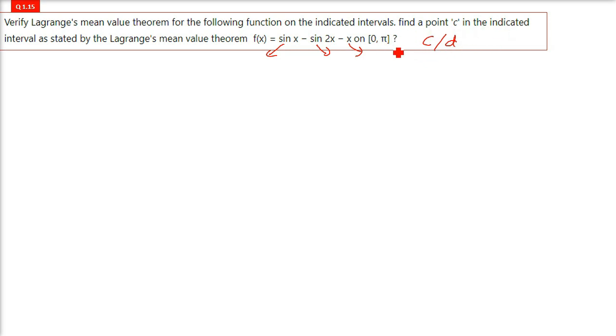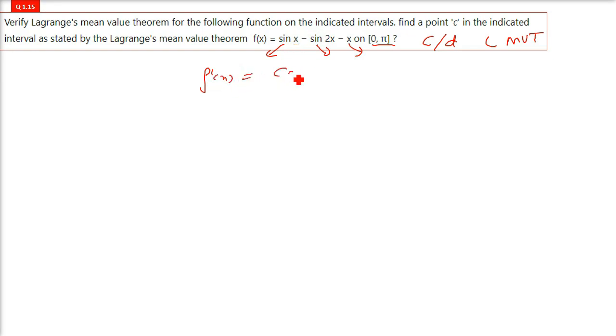See, in MVT, don't worry about any of the terms in this equation. All the terms are individually continuous and differentiable. LMVT conditions are being met. The next step is to equate f dash x with fb minus fa by b minus a. First, let us find f dash x.